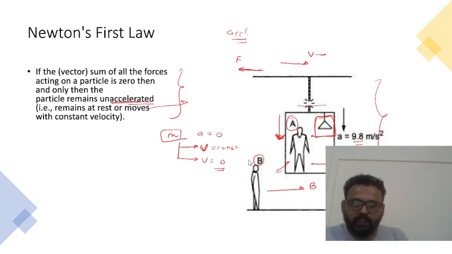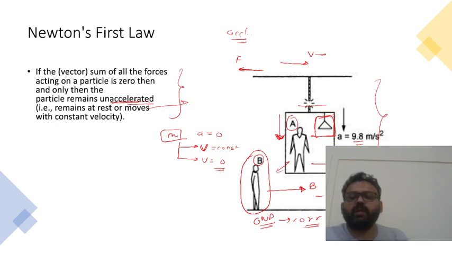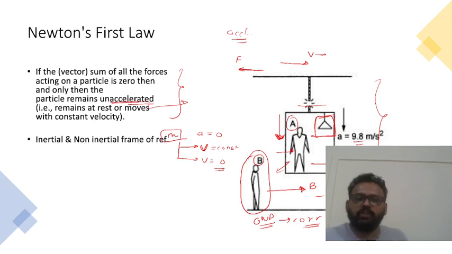So we consider this person B who is standing on the ground, correct. According to him, what is the case? The lamp is falling with the acceleration of 9.8 meter per second square. Then why is this person wrong? So here comes the concept of inertial and non-inertial frames of reference. This person B, this observer, we call an observer in an inertial frame of reference.